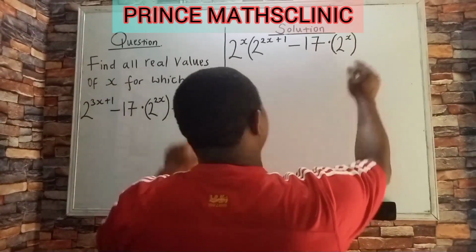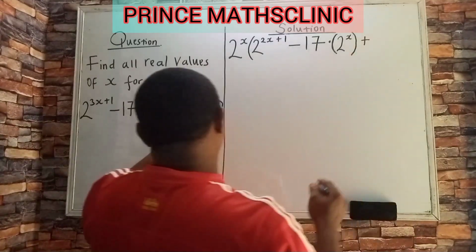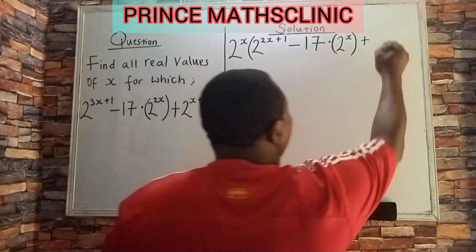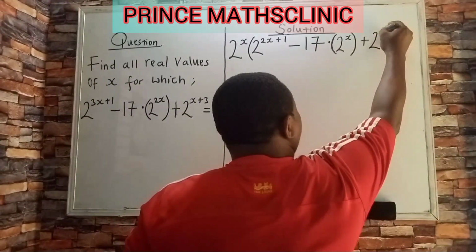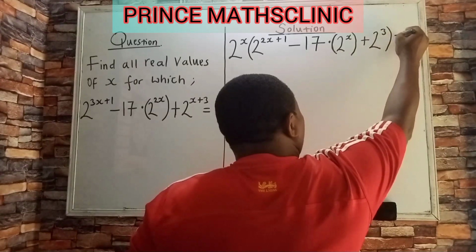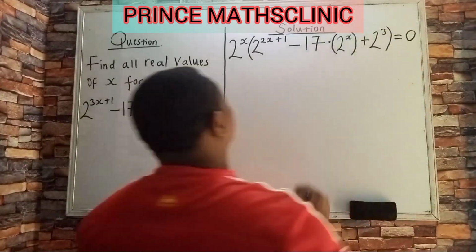Close the bracket, then plus. Then, of course, I'll put 2 to the power of x out. So here I have 2 to the power of 3, all equal to 0.